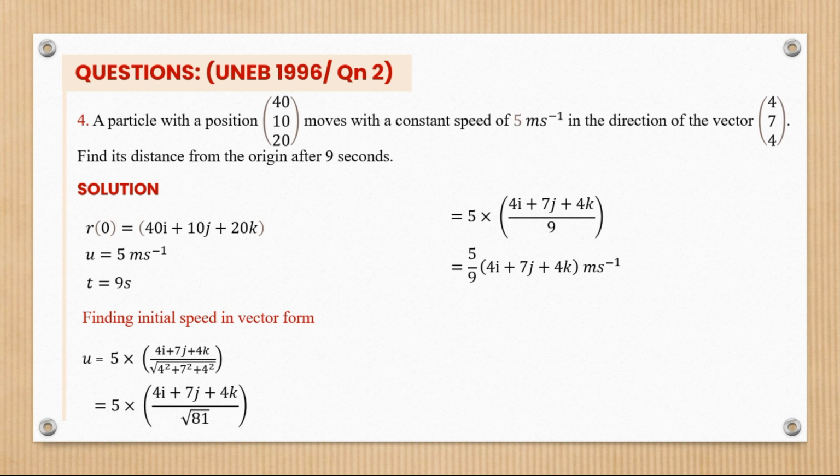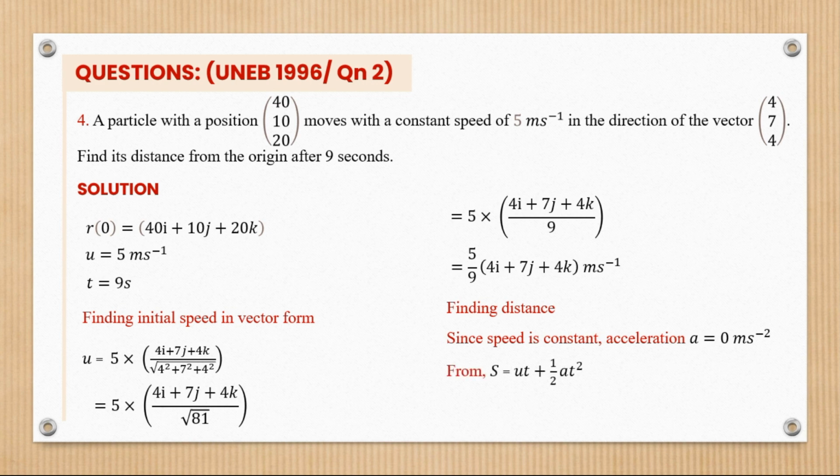So that is my initial speed in vector form. Now that I have that, I can find the distance. The first process is, remember that speed is constant, so that means acceleration is 0. So from s = ut + ½at², we have s = 5/9 (4i + 7j + 4k) × 9 + ½ × 0 × 9².